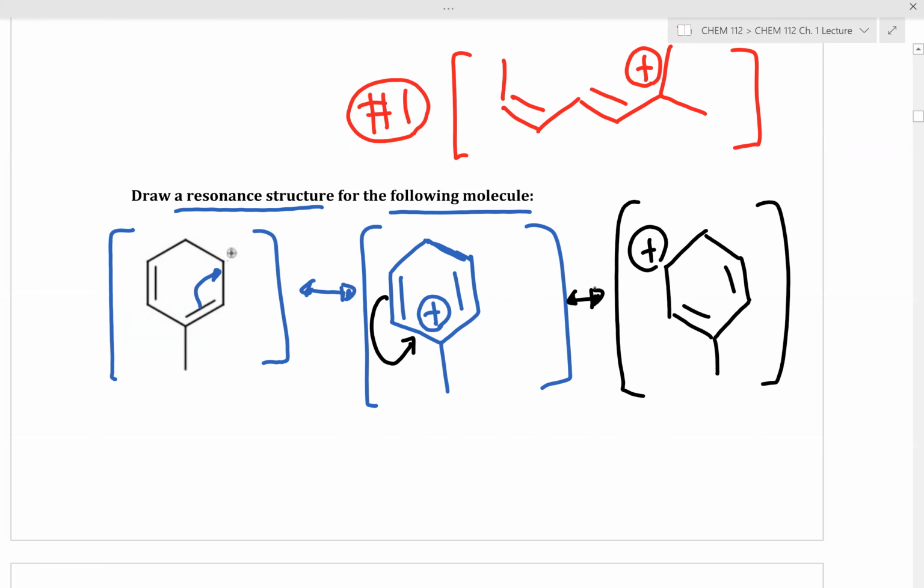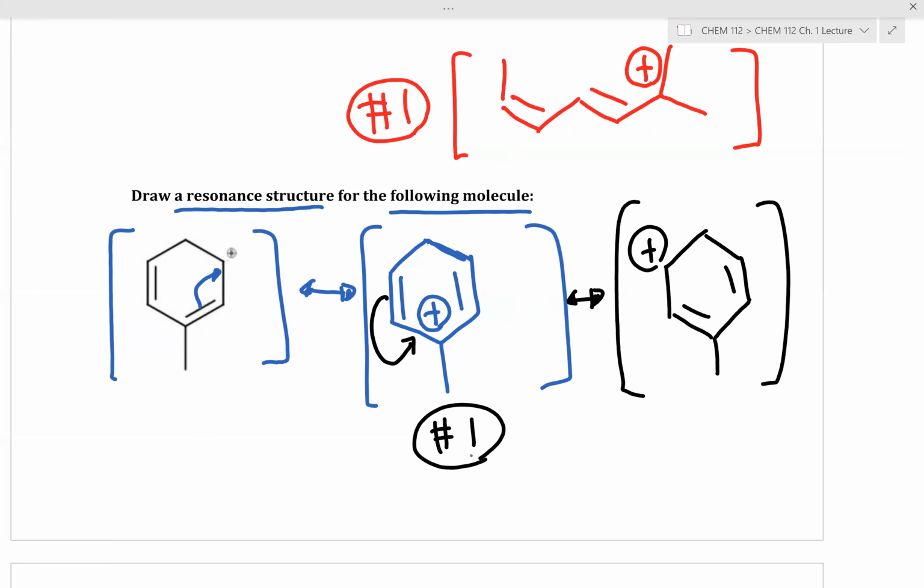And if I had to pick one to be the best resonance structure, the structure in the middle would be the preferred resonance structure, as the cation is on a carbon attached to the most other carbons. We'll talk about this rule later on in the class. Any questions on drawing resonance structures for cationic systems?